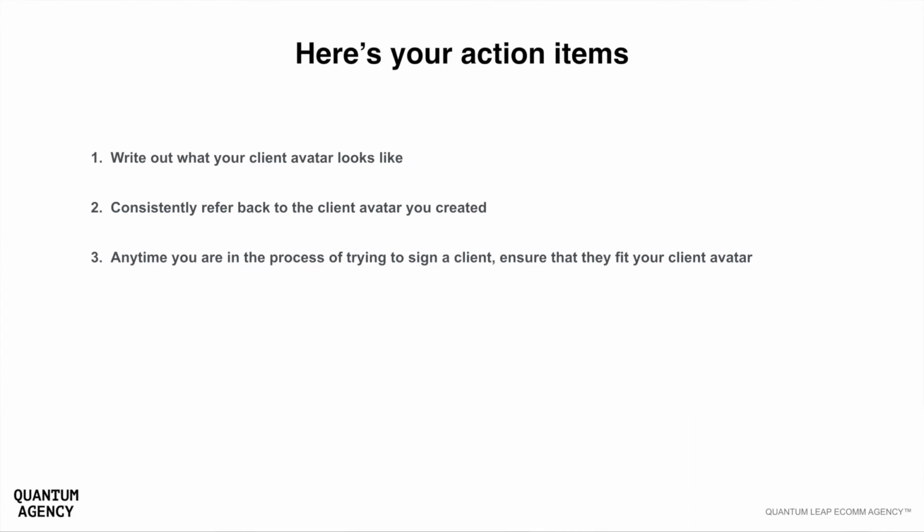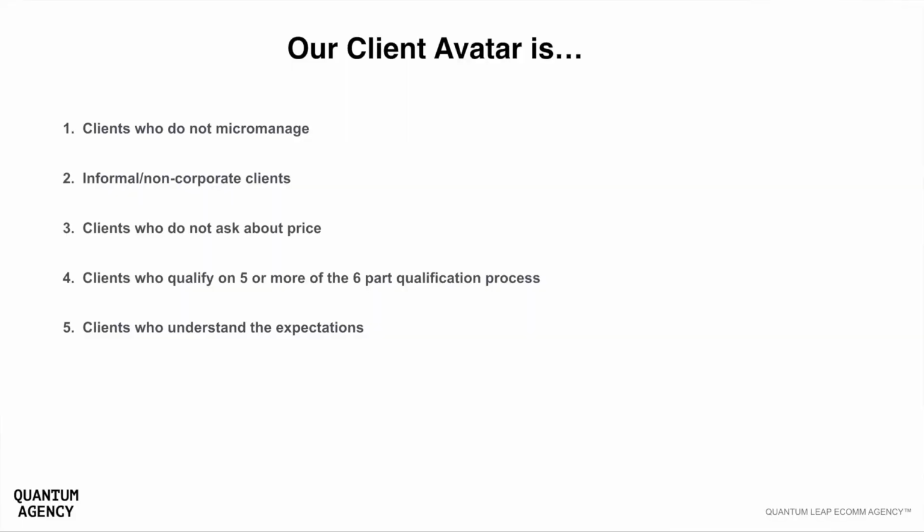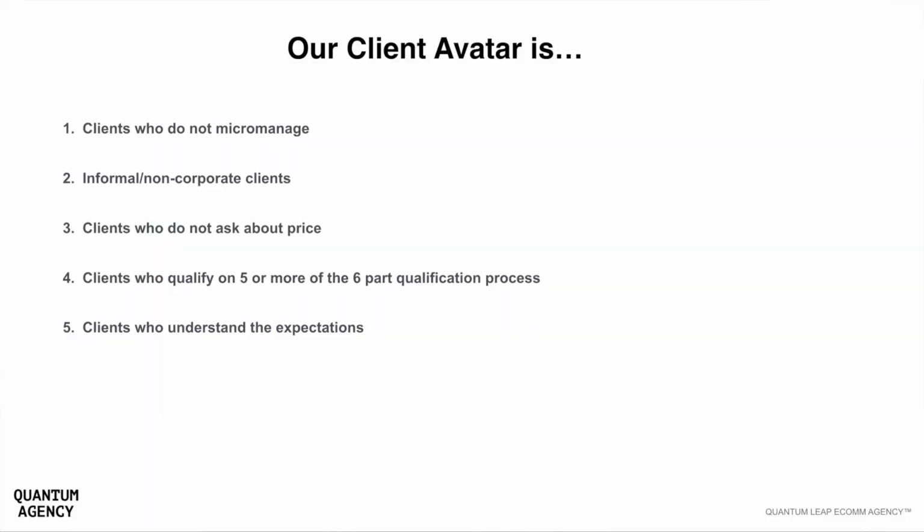So here are your action items, okay? What I want you to do from this module is write out what your client avatar looks like, i.e. write out these 5 points that make up our ideal client avatar, okay? Write them out so you can reread them every single day. When you come across a client, these will be so ingrained in your head that you will know straight off the bat whether they suit our client avatar or whether they don't, okay?